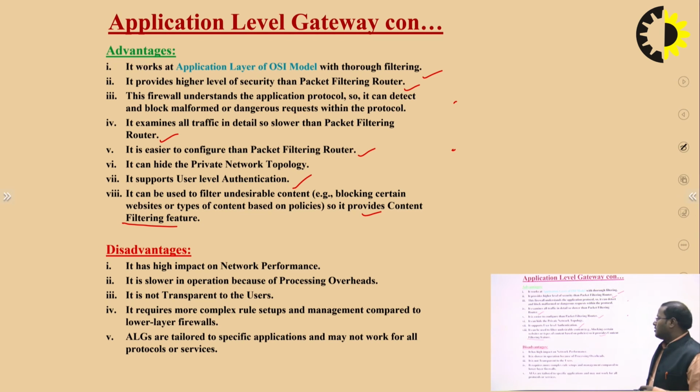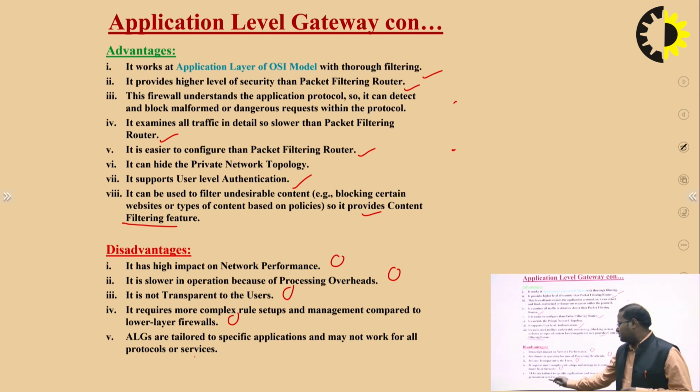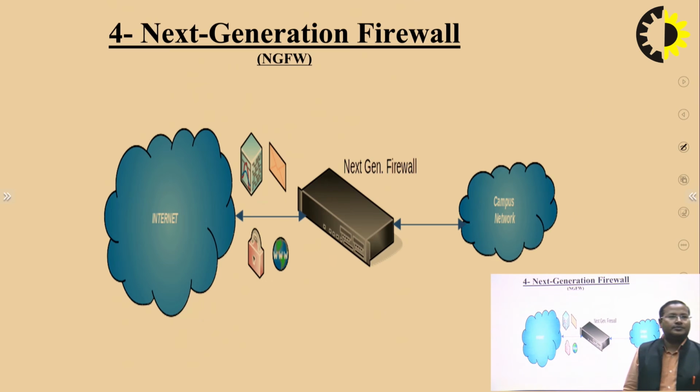Now, disadvantages: it has a high impact on network performance. It is slower in operation because of processing overheads. It is not transparent to the user. It requires more complex rule setup and management compared to lower level firewalls. ALGs are tailored to specific applications and may not work for all protocols or services. So these are the disadvantages.